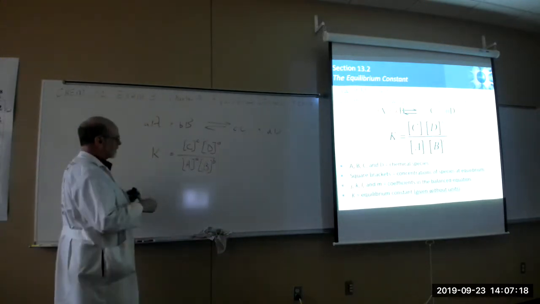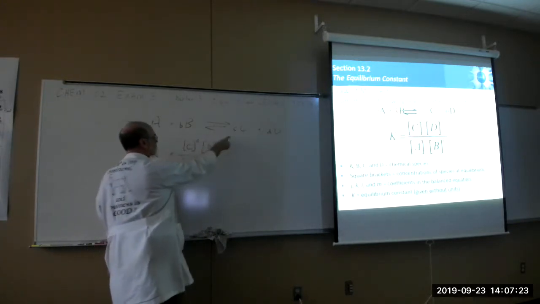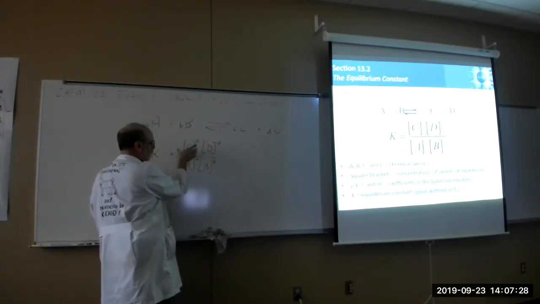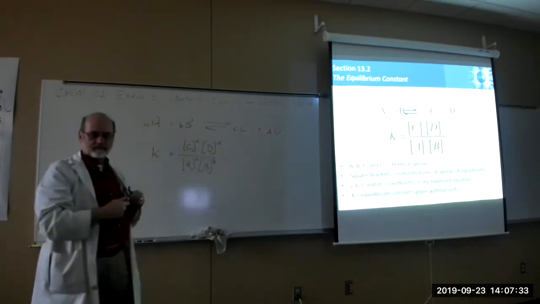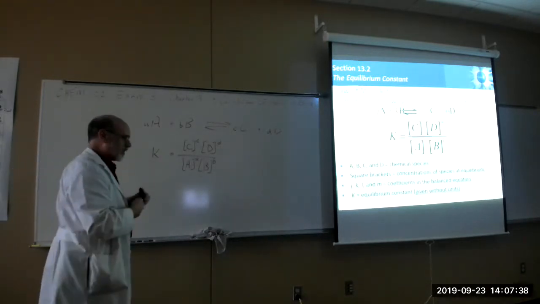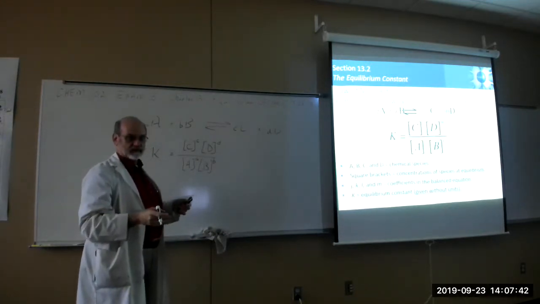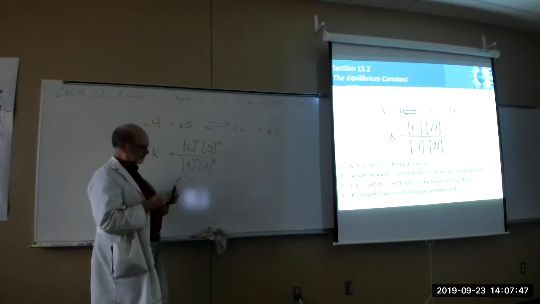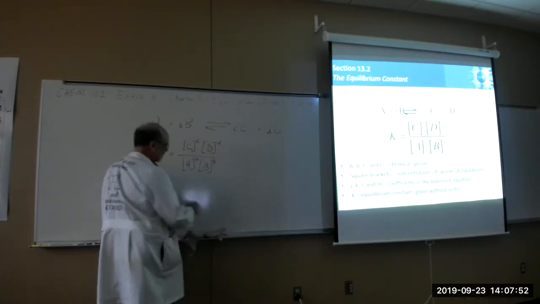And notice some conventions. Besides the power being equal to the coefficient, the concentration at equilibrium is in square brackets. That's convention because later on, we want to use an expression that's not at equilibrium. And when we do that, we use parentheses. But we'll get to that later.